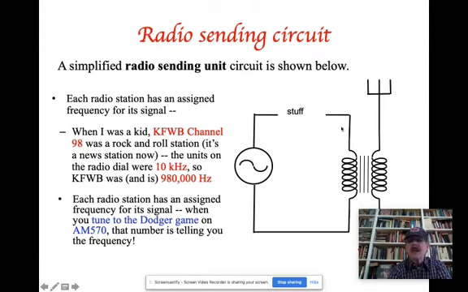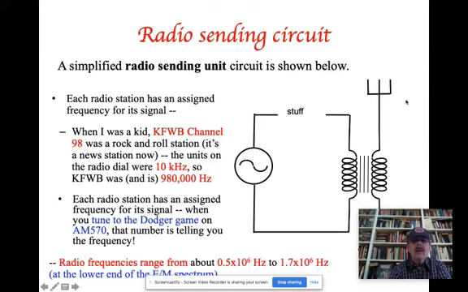The other part of this setup is a transformer that takes that information and transfers it over to an antenna, and this is the symbol for an antenna. Oh, by the way, the radio frequency range is from 500,000 cycles per second to 1.7 million cycles per second. So you can see that the Dodger radio is right down at the bottom of the frequency range available for radio frequencies. You'll understand why shortly. There's a very good reason why it can't go below 500,000 cycles per second, and we'll talk about that.